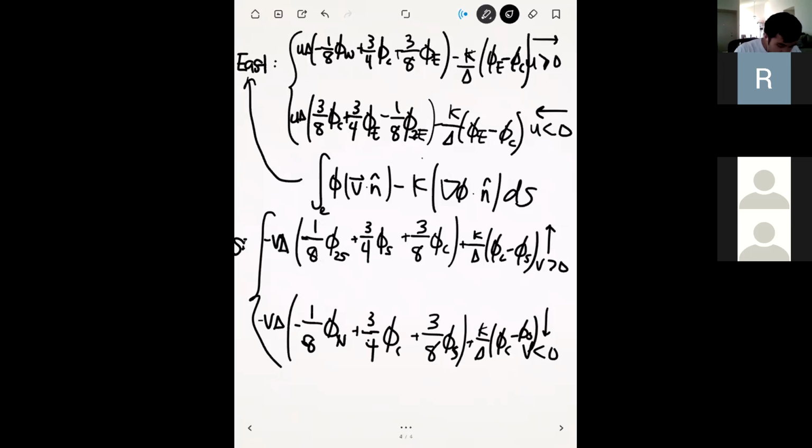So if our v is less than 0, we're going to have a minus 1/8 phi north plus 3/4 phi c plus 3/8 phi s plus our diffusion term again.